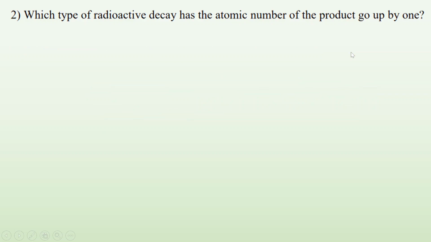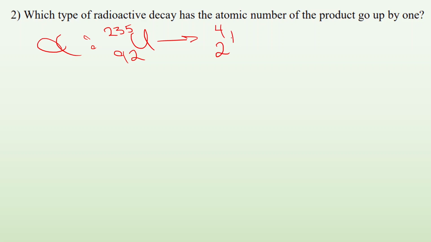All right, number 2. Which type of radioactive decay has the atomic number of the product go up by 1? So let's take a look at some examples. There's alpha decay, where let's say you start with uranium with a mass of 235. If it's alpha decay, it gives off an alpha particle, which has a mass of 4, a charge of 2, which is basically a helium nucleus. And then, hey, what's left? Well, if we're balancing the charges, 92 on the left has to equal 92 on the right, so the missing product has a charge of 90.